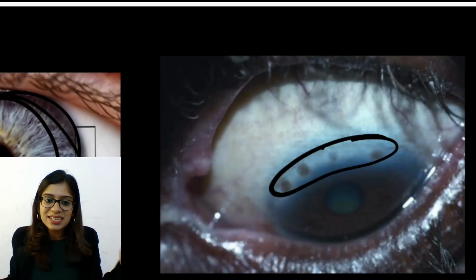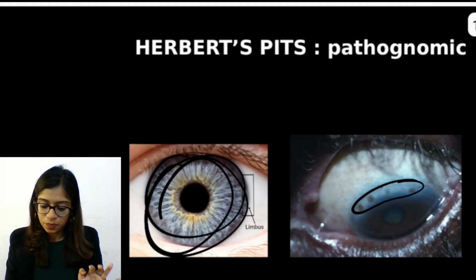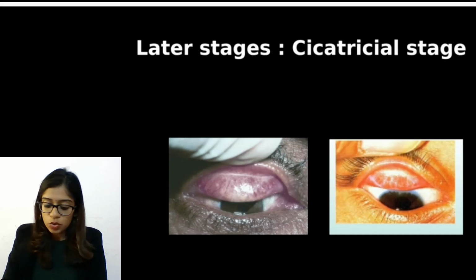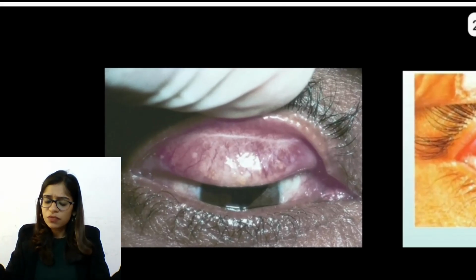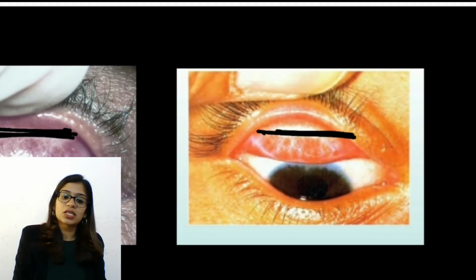Now answer the question. Herbert's pits, it is seen in which condition, guys? It is seen in trachoma. Please don't forget it, it can be a short question. In later stages, as trachoma progresses, again because of immune response, you can see a white line over the upper palpebral conjunctiva, called Arlt's line.